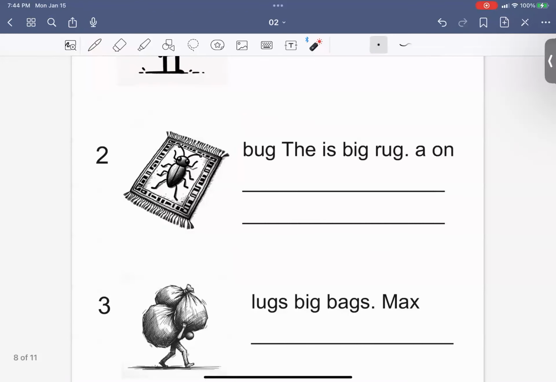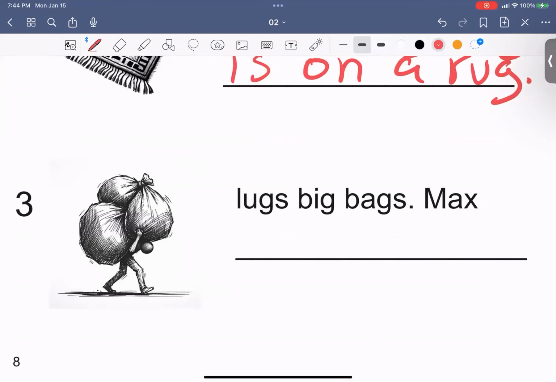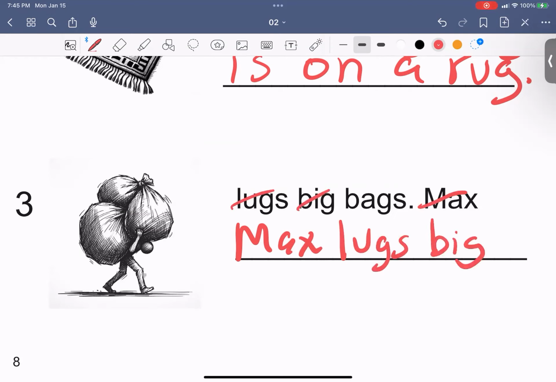Number two. Let's see here. Here's the period. This has the capital. So it's going to start with the big, let's see, bug is on a rug. Let's see this one. Max has the capital letter. So Max lugs big bags.